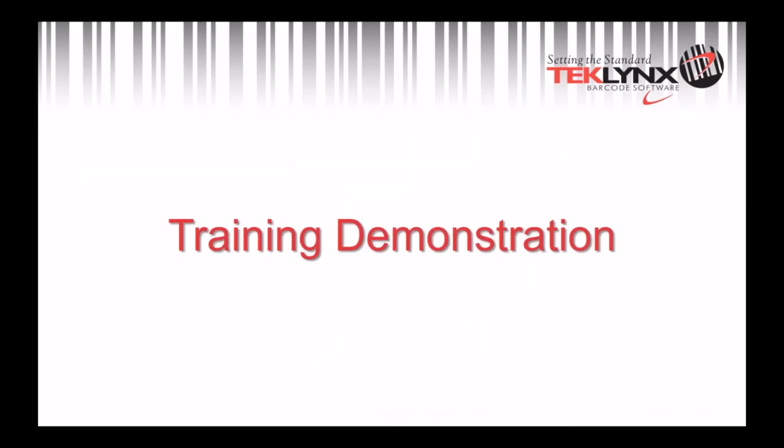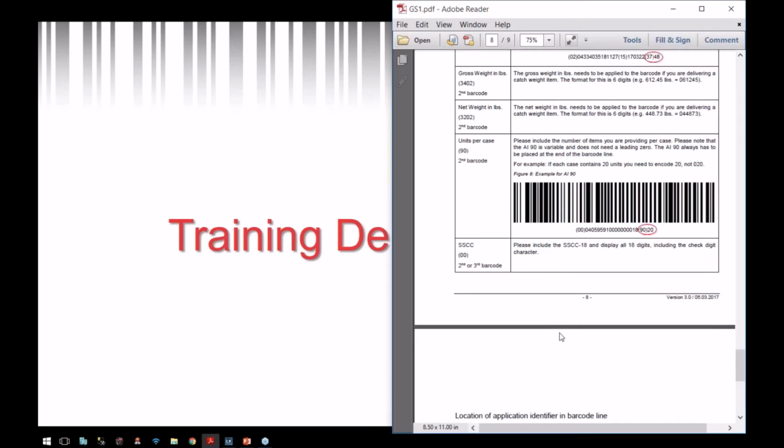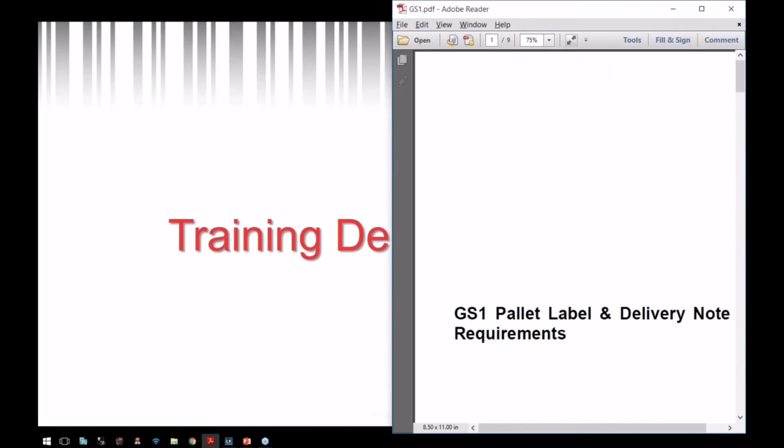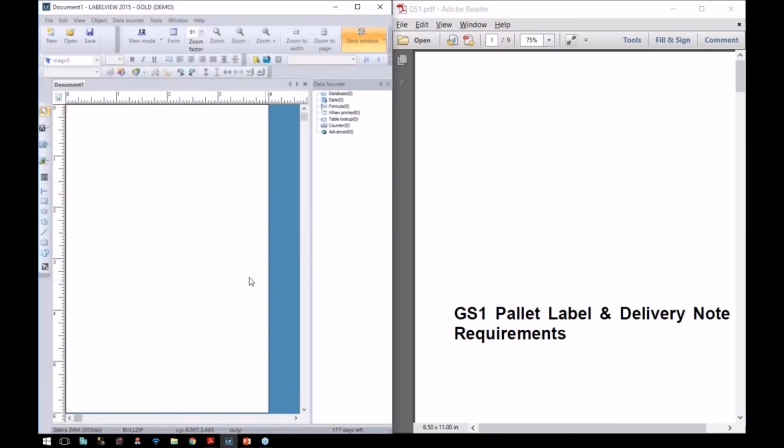So now we're looking at the training demonstration. We're first going to pull up our handout. It should look very similar to this. And I'll also pull up our LabelView software. So this handout, as I said, is just a generic requirements document. There's quite a bit of information on here, where everything needs to be placed, what information is getting placed in different sections, things like that.